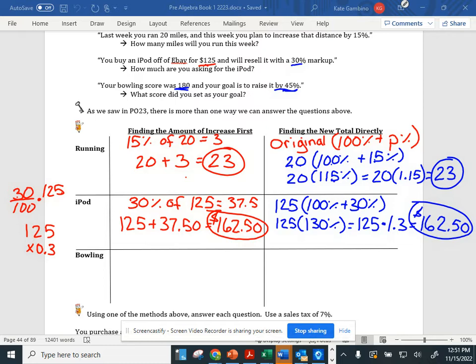Yes, that makes more sense. Yes. All right. Some of us are done working. Some of us are still working it out. Yes. Who would like to come up and show us how to do it with finding the amount of increase first? Tatum.